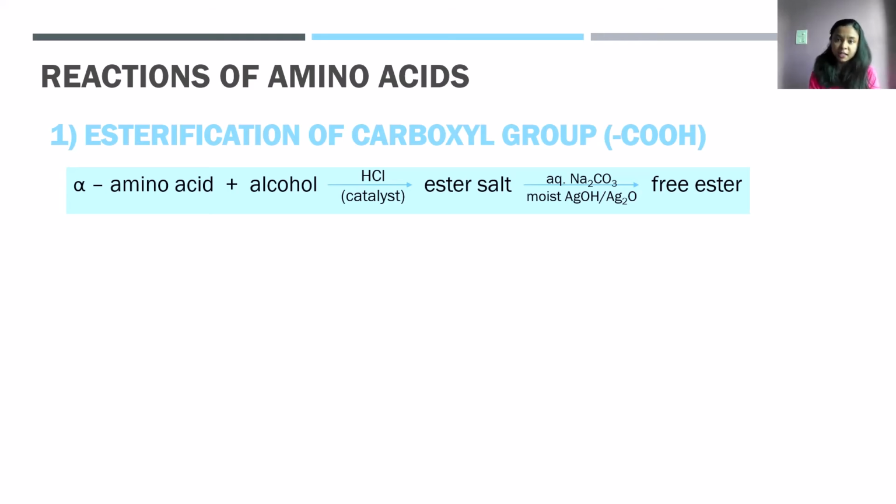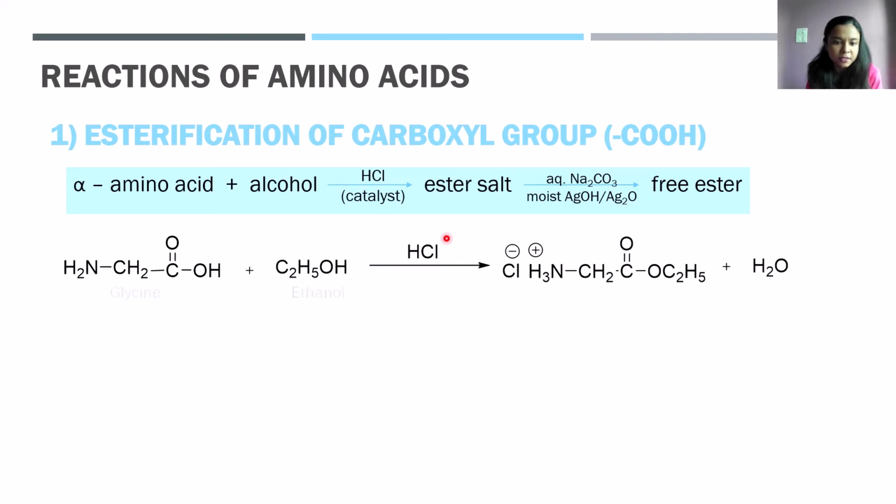Now, esterification means a reaction we do to produce esters. So looking at the basic reaction, first of all, we're taking an alpha amino acid, and as we do in an esterification reaction, we will be adding alcohol and a catalyst. The first thing that will be produced is ester salt. Now, if we want to produce a free ester from it, we will add either aqueous Na2CO3, moist AgOH, or Ag2O. So let's see the reaction.